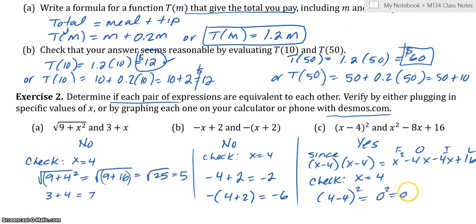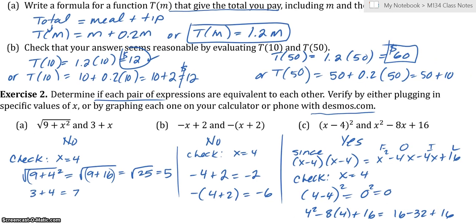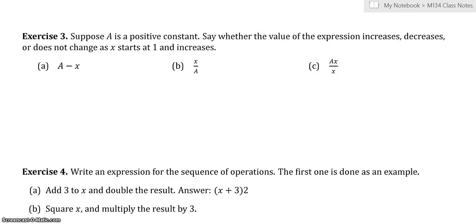And you get 0 on the left. Let's see if we really get 0 on the right. So that would be 4 squared minus 8 times 4. Plug in a 4 on the right. You would get 16 minus 32 plus 16. That is indeed 0. So it does work. So let's continue on the next page.